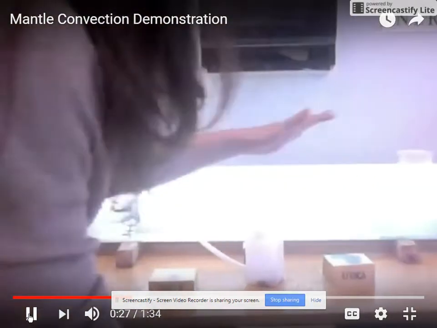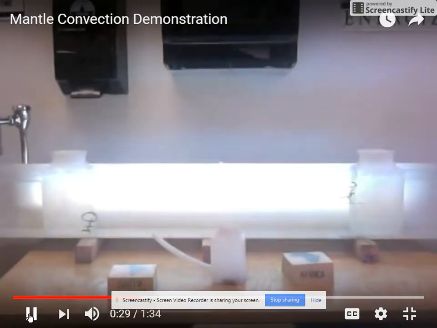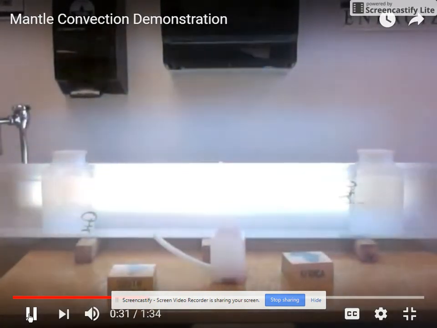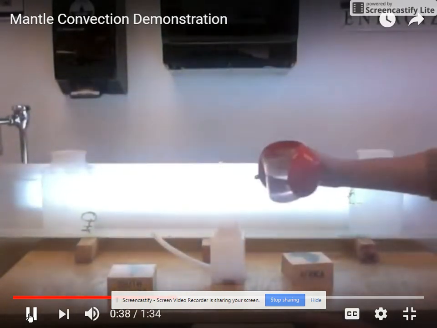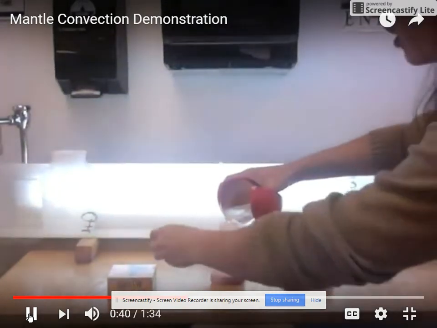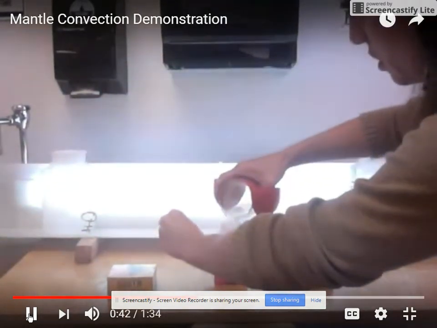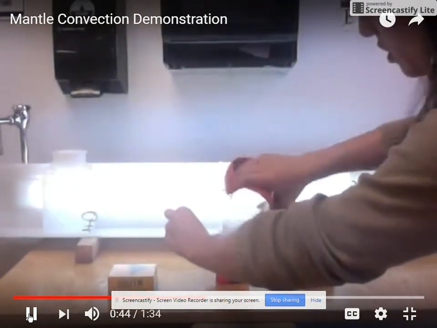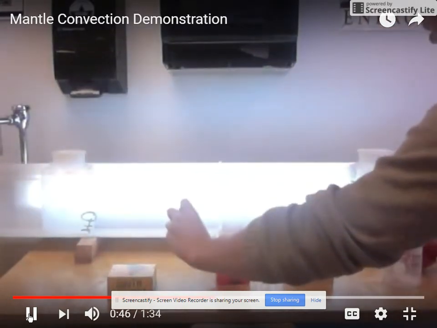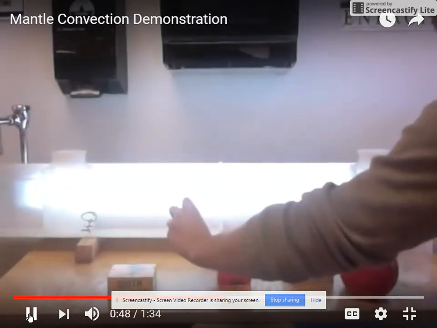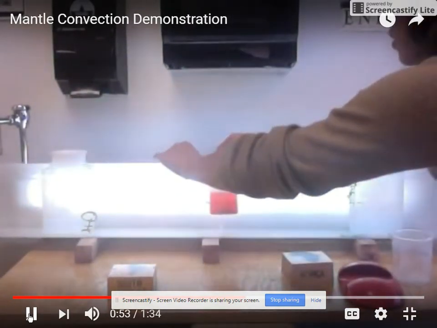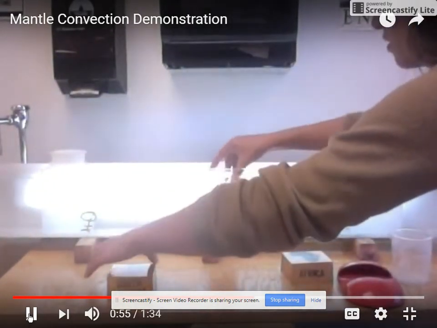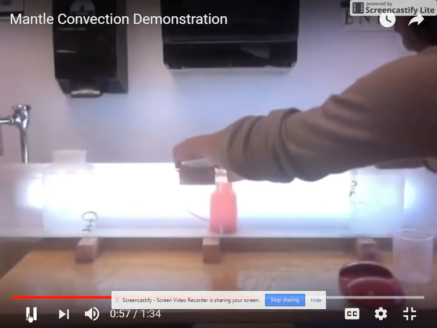So right now we've got ice water. Into this container, what I'm going to do is I'm going to pour some hot water. That hot water is just under boiling. That's going to go in the middle here. There.